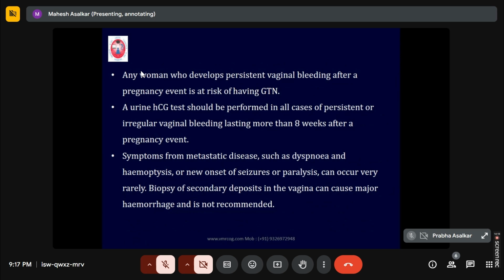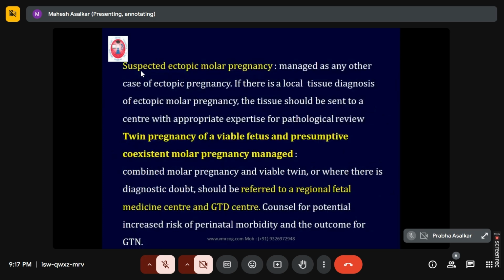Now, symptoms from metastatic disease such as dyspnea and hemoptysis or new onset seizures or paralysis can occur very rarely. Biopsy of secondary deposits in the vagina can cause major hemorrhage and is not recommended. Suppose you have secondary deposits in the vagina, you don't do the biopsy of those particular mets. Okay.